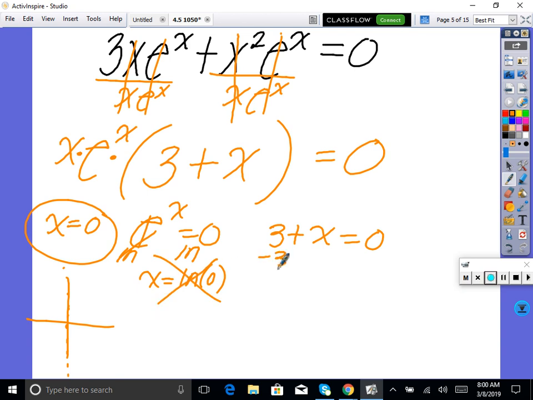Then we would subtract 3. So x equals negative 3 is our second solution. 0 and negative 3. Or 0. No, the ln, we didn't take a logarithm here. It's not that the original, does that make sense? Only when we're solving if a logarithm has a 0 or negative on the inside. I see the question. That was a good question.